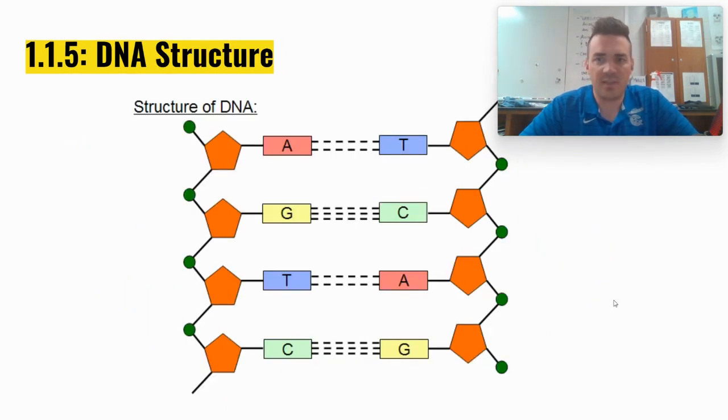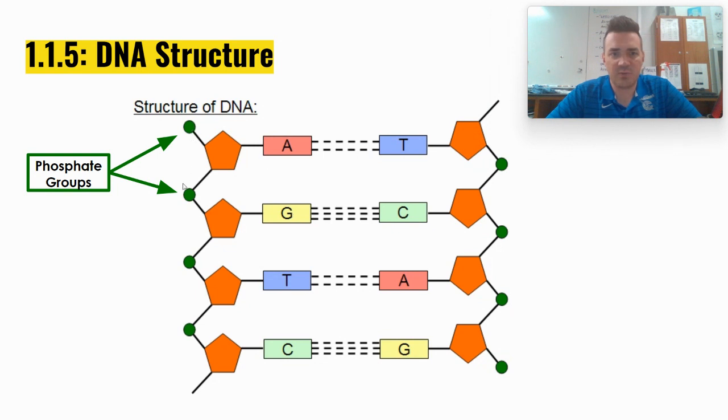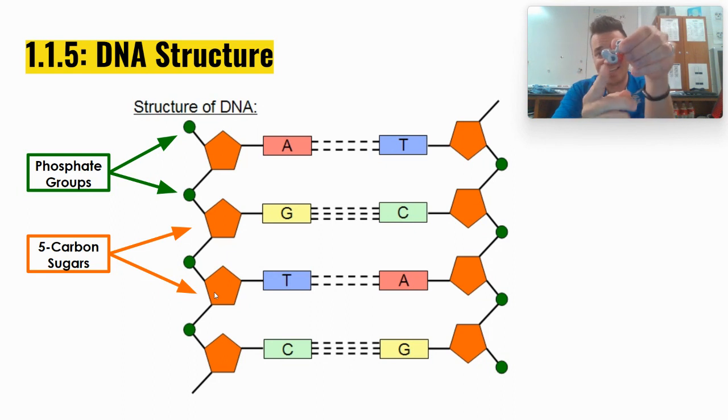All right, some basics of the structure of DNA. These green dots here, this is what's called a ladder model of DNA, and the green dots are phosphate groups. Those are these guys right here. They're your yellow and red pieces you're going to be using in your model. These orange pentagons are the 5-carbon sugars, which in DNA is called deoxyribose.